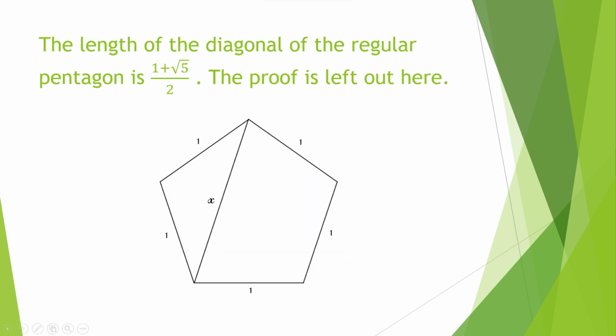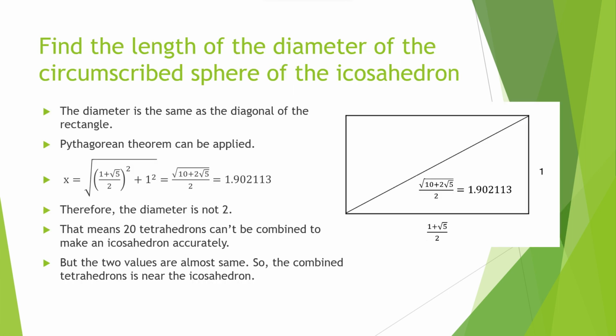The length of the diagonal of the regular pentagon is (1 + √5)/2. The proof is left out here. Now find the length of the diameter of the circumscribed sphere of the icosahedron. The diameter is the same as the diagonal of the rectangle. Pythagorean theorem can be applied.